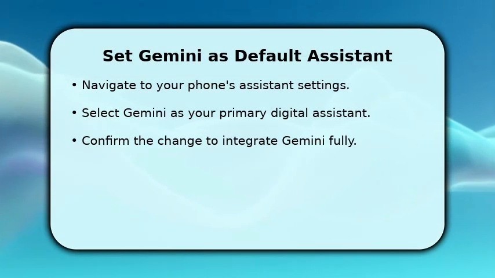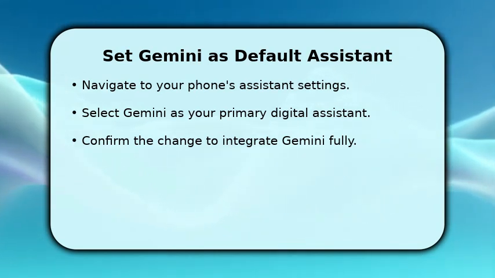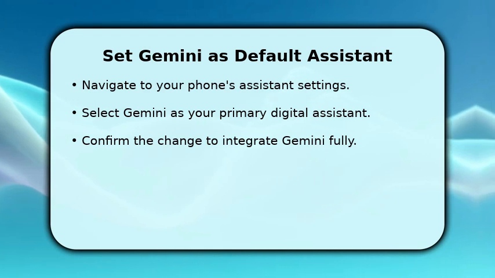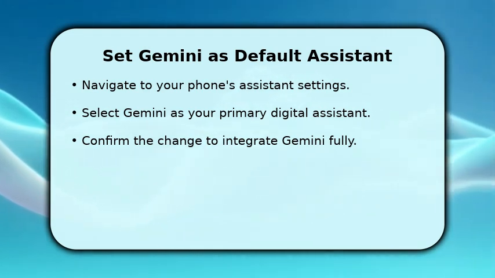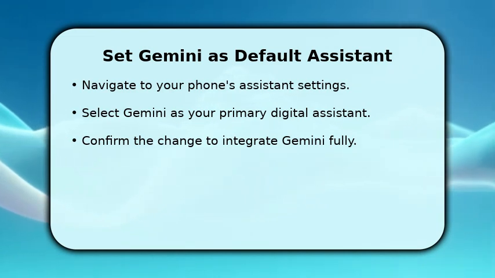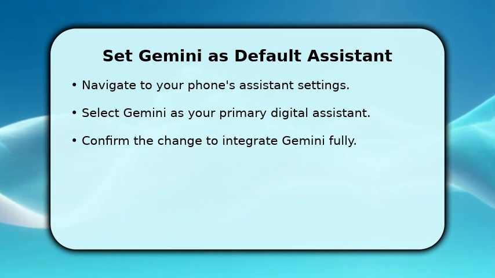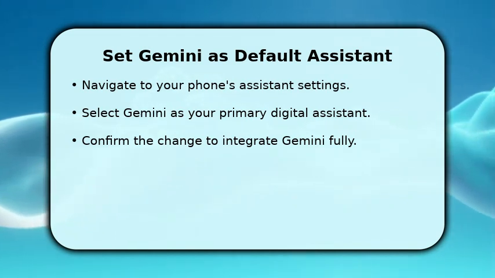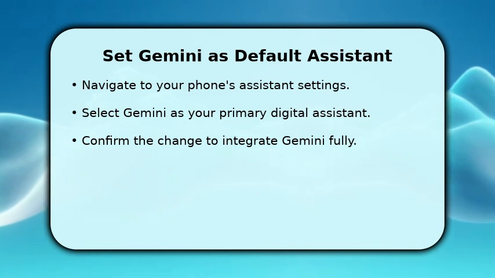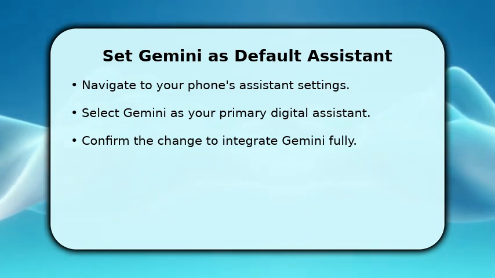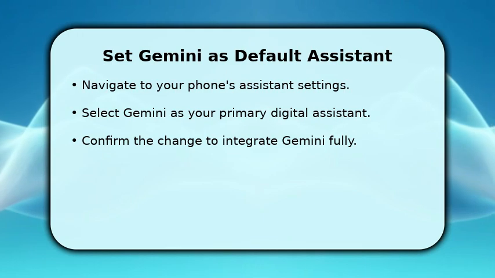After installing, you'll want to set Gemini as your default assistant. Go to your phone settings, then search for Digital Assistant app or Default Assistant. From the options presented, choose Gemini. This allows you to activate Gemini with voice commands or by swiping from the corner, just like you would with Google Assistant. Confirm your selection to ensure Gemini is fully integrated into your daily interactions.